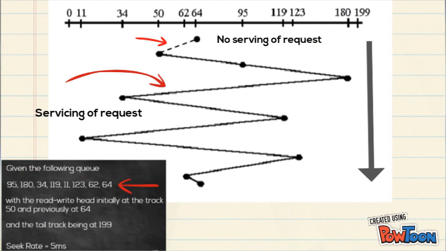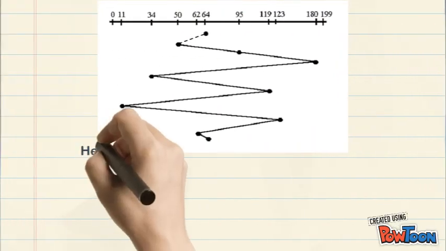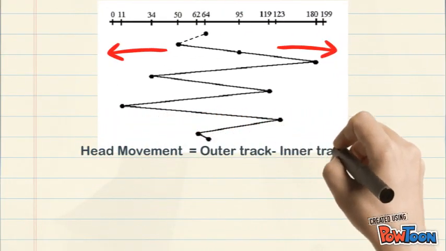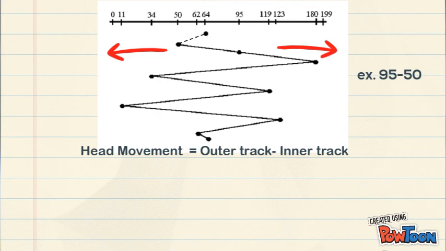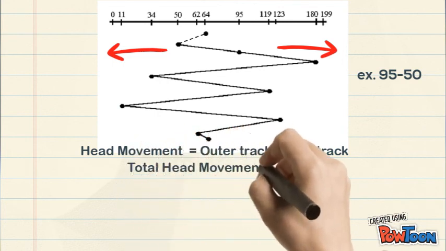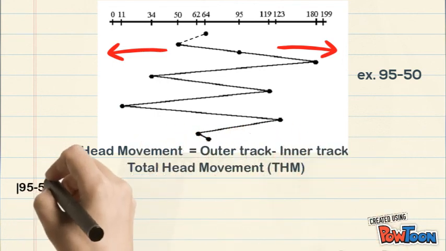The number of tracks is 200. We always start at 0, so it ends at 199. To compute the head movement, we will subtract the innermost request from the outermost request. To get the total head movement, we will add all of the head movements within the queue.